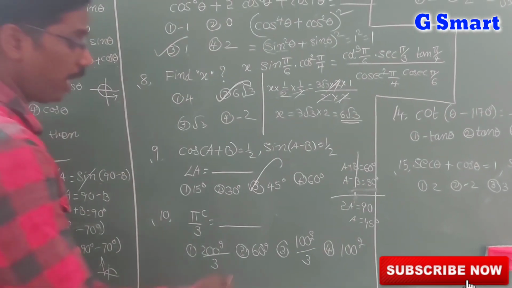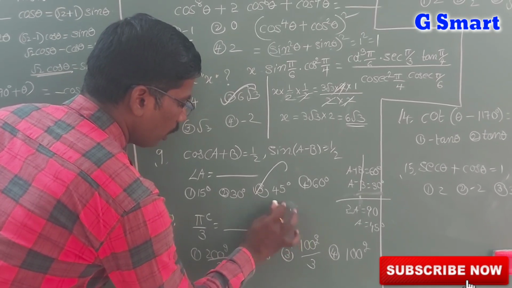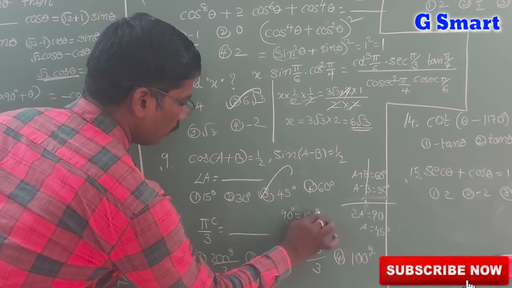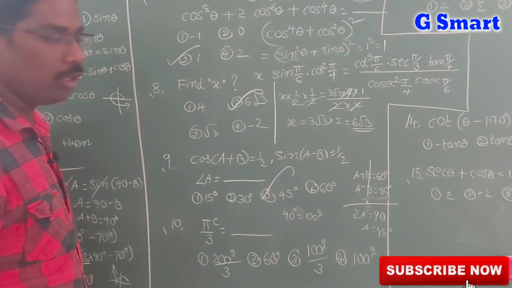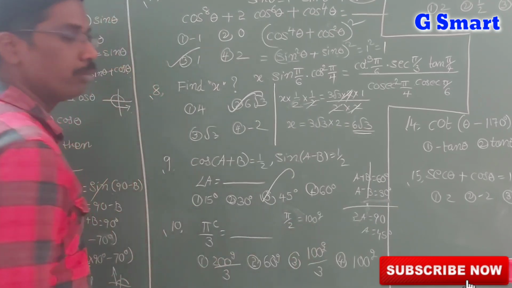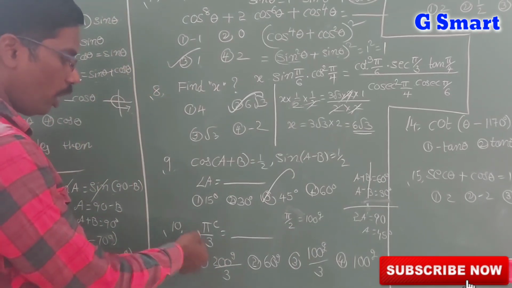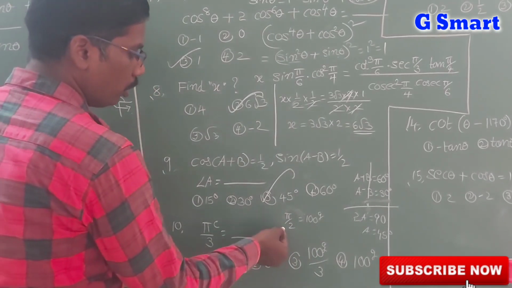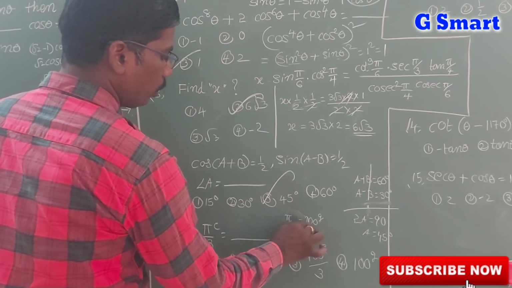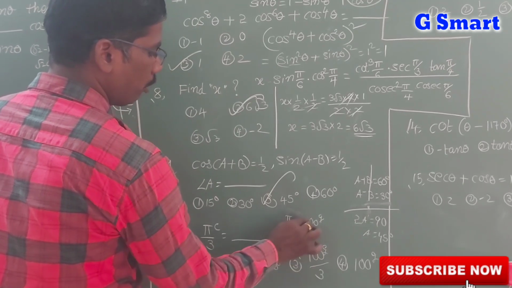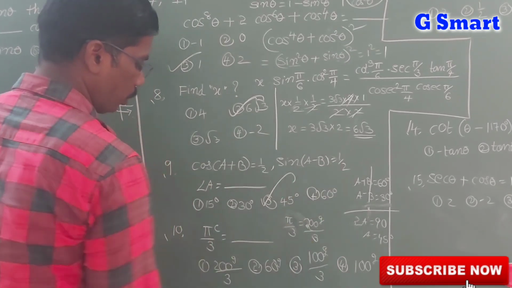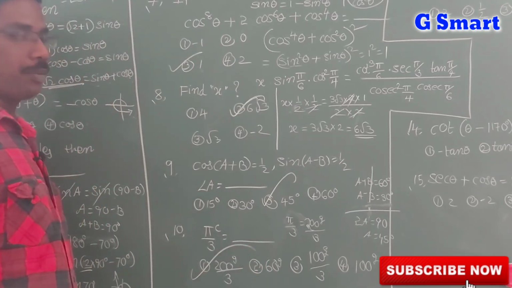Next, pi by 3 we want. See, I have already explained 90 degrees is equal to 100 grades. So 90 degrees means what? Pi by 2. But we want pi by 3. So what I have to do? Multiply this by 2, then pi is equal to 200 grades. So pi by 3 is equal to 200 by 3 grades. 200 by 3 grades is the first option.